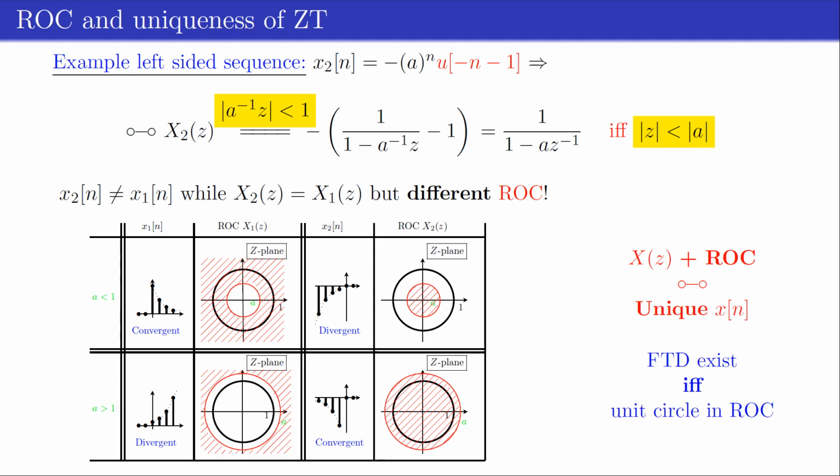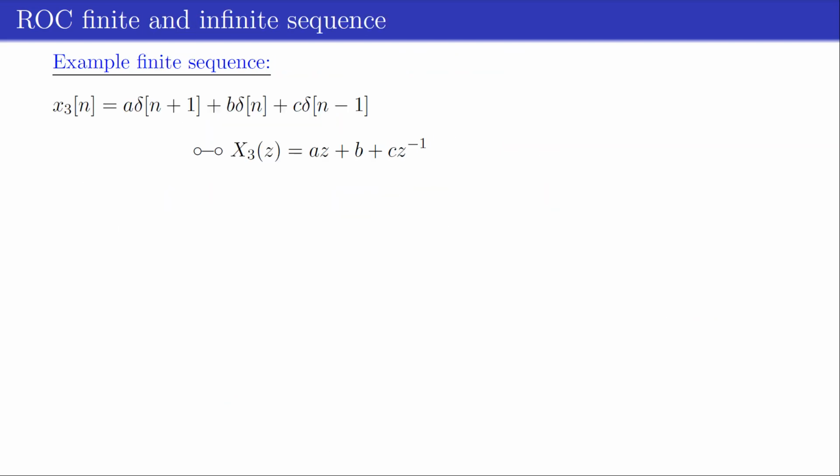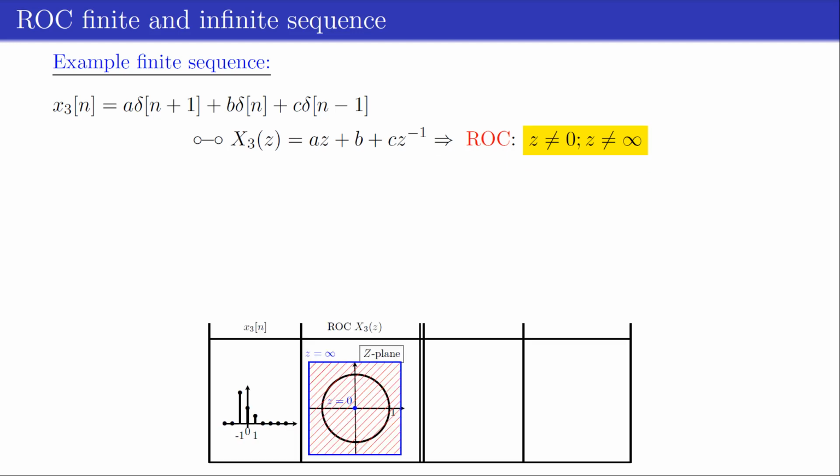Moreover, the FTD of a sequence can be obtained simply by evaluating the z transform of a sequence on the unit circle, provided that the region of convergence includes the unit circle. From the finite sequence x3[n], it simply follows that the region of convergence of a finite sequence includes the entire z-plane except, possibly, z is 0 and z is infinite, as depicted in the table.